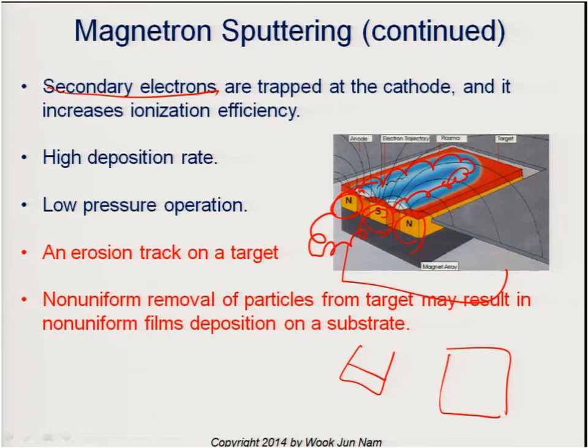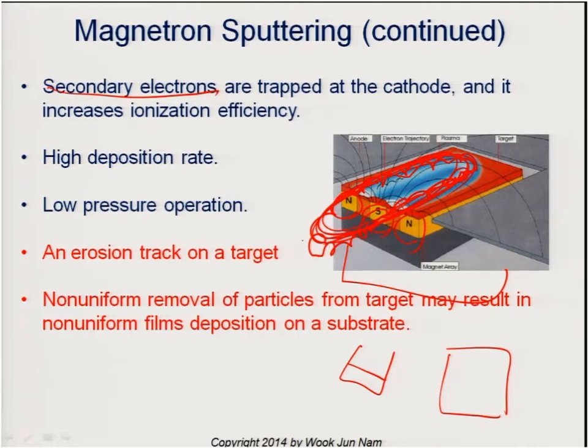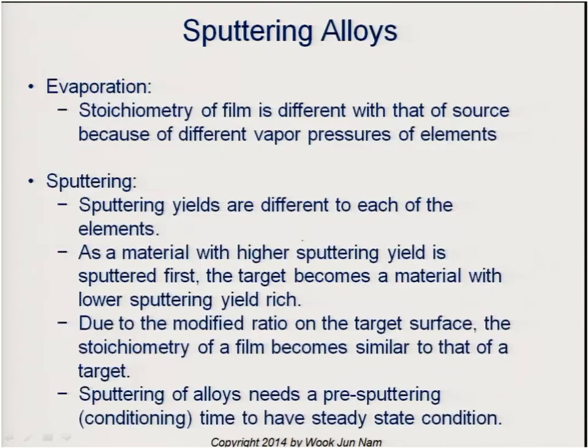But the problem is that the magnetic field is fixed, so the target material is not evenly consumed, but consumed in some kind of pattern. Some areas are consumed much faster than others. That's the disadvantage of using magnetron sputtering.